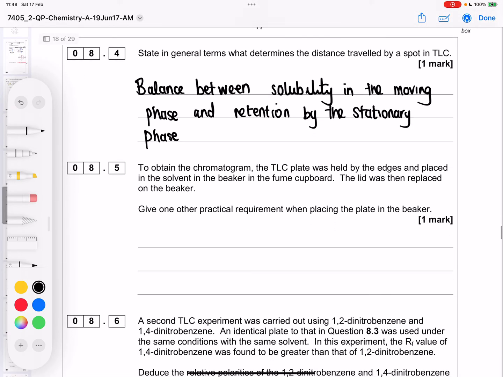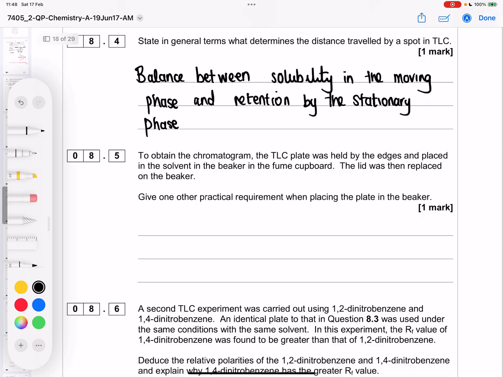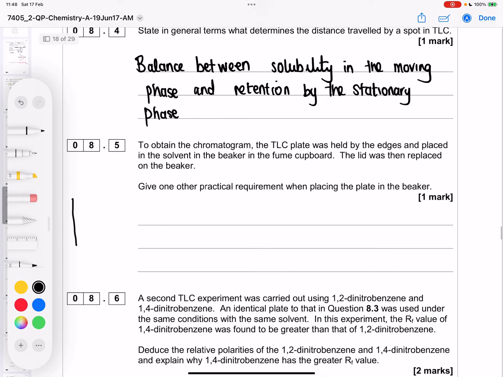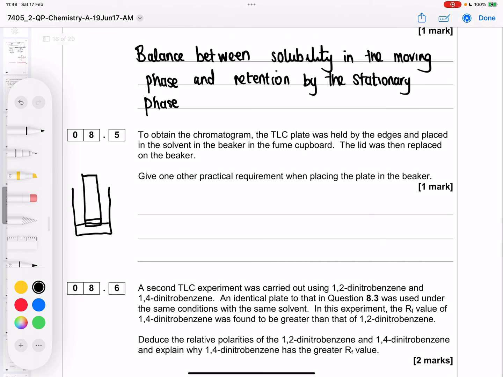And then it says, to obtain the chromatogram, the TLC plate was held by the edges and placed in the solvent in a beaker in the fume cupboard. The lid was then placed on. Give one other practical requirement when placing the plate in the beaker. So this is just a little test of whether you remember from when you did this, that when you put that plate in there and you've got that pencil line drawn on it, the solvent must not go above the pencil line. Otherwise, all your sample will just dissolve into the solvent rather than be carried by it.